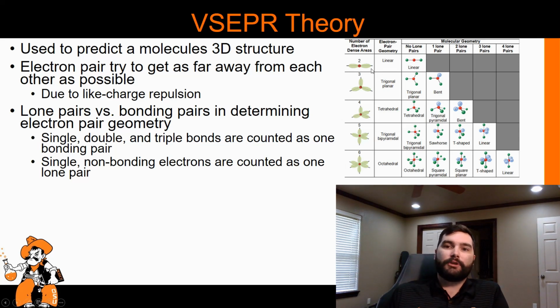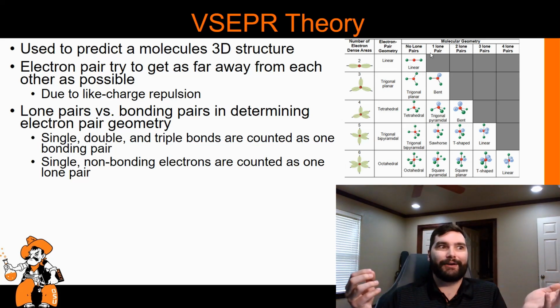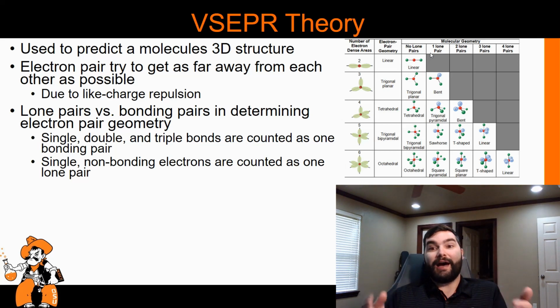Getting into it, say you have a molecule that has 2 electron dense regions. If there are no lone pairs, then you have a linear molecule. Even if there was one lone pair, you'd still have a linear molecule. Basically, if you only have two atoms in your molecule, the only thing it can be is linear.